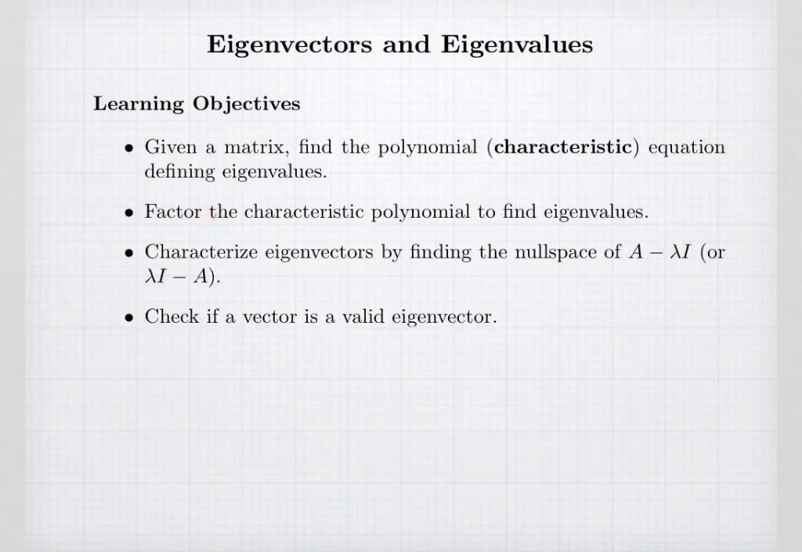Once we have all of our eigenvalues, for each eigenvalue we will find the eigenvectors by finding the null space of the original matrix minus lambda I. Or some textbooks, including ours, say that we should really think about lambda I minus A. They have the same null space, so it doesn't really matter. Finally, I want to illustrate how to check if a vector is a valid eigenvector.